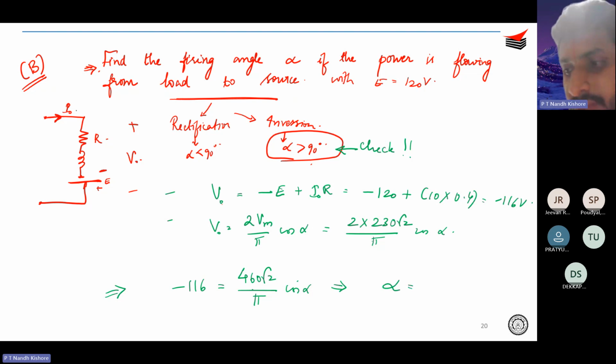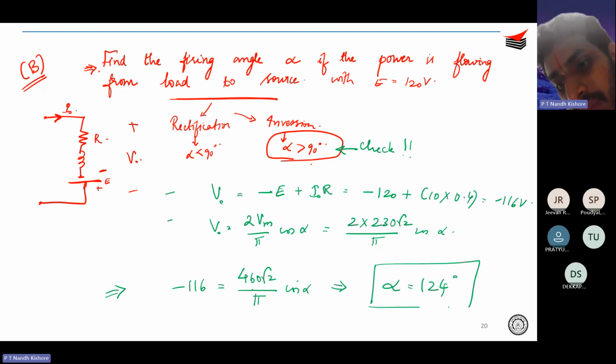Therefore, your alpha is how much? You will end up with around 124 degrees. Got it? Simple, same question. Every parameter is same, just that the power is going from load to source, or it is in inversion mode. Polarity for E is just reversed.